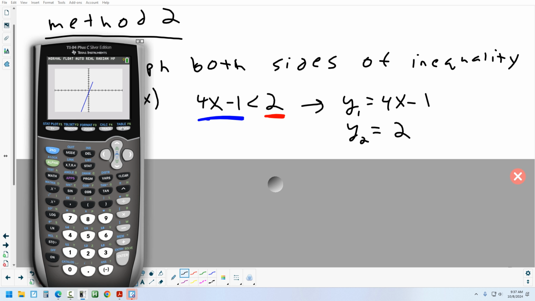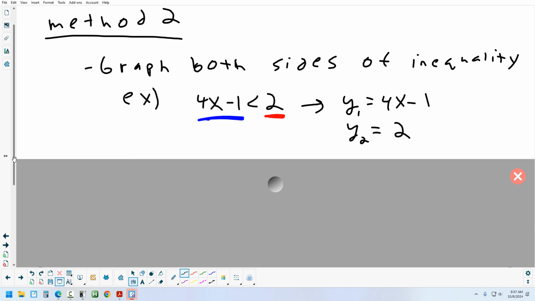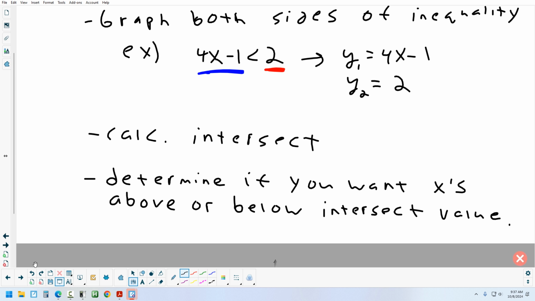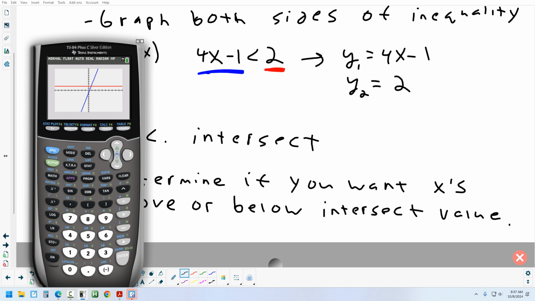This time you're not going to calculate a 0. You're going to calculate something else. What do you think you're going to calculate this time? Yep. Where they intersect. So now I'm going to calculate an intersect. And then the last step is the same. Once you know where they cross, do you want all the answers under that, or do you want all the answers above that? Well, you have to look back at the original question. Okay, well, let's do the intersect. Second calc, intersect is option 5.